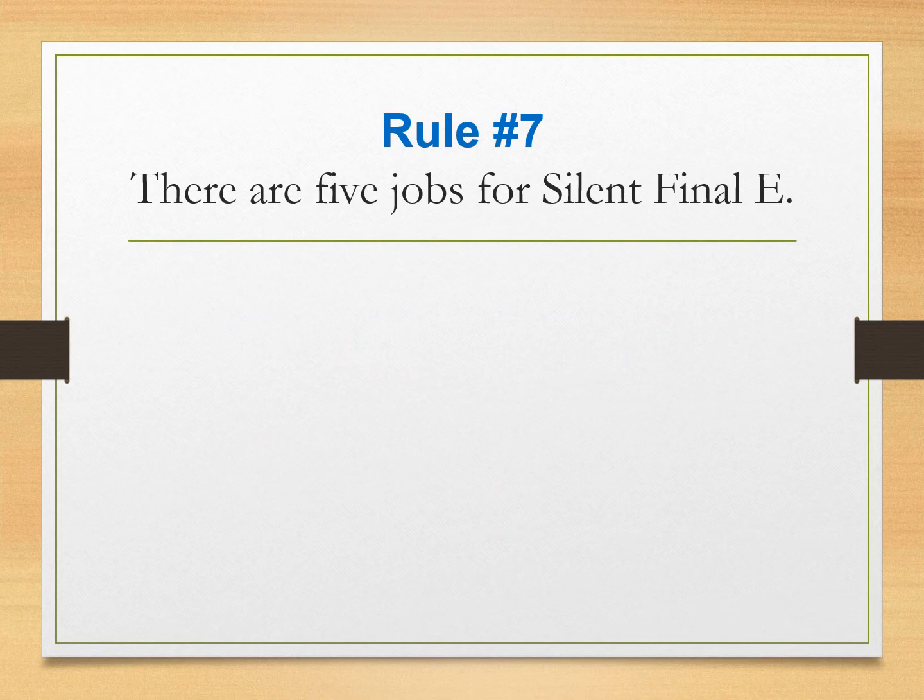Rule 7, there are 5 jobs for silent final E, and we've learned 4 of those 5 jobs already. Let's look at them again. Job number 1, silent final E makes a vowel say its name, like words like time. Job number 2, for words like have and blue, because English words don't end in V, and English words usually don't end in the single vowel U. Job 2, have and blue.